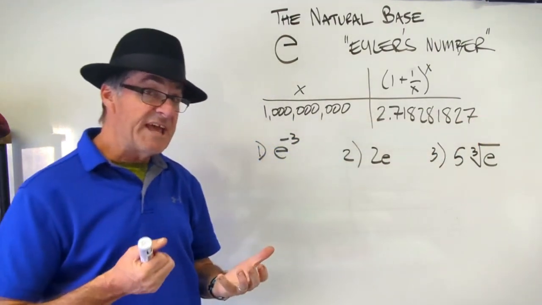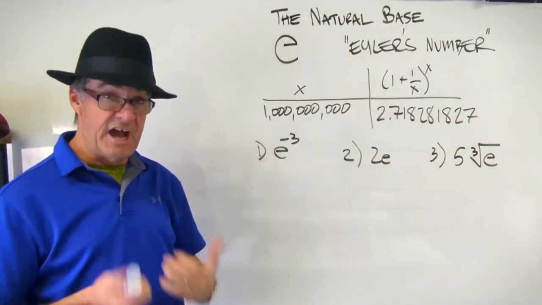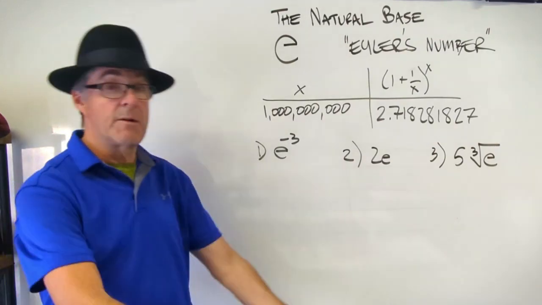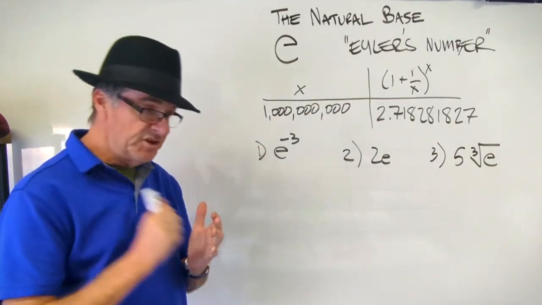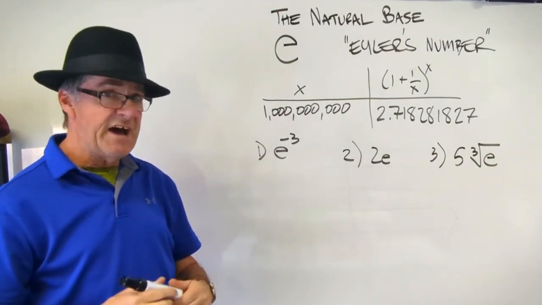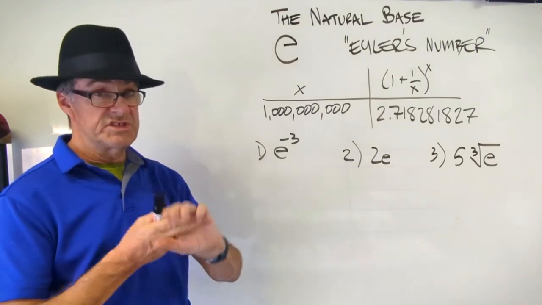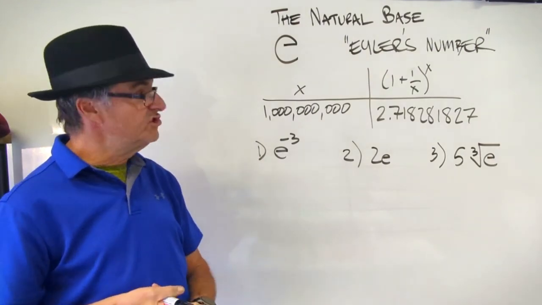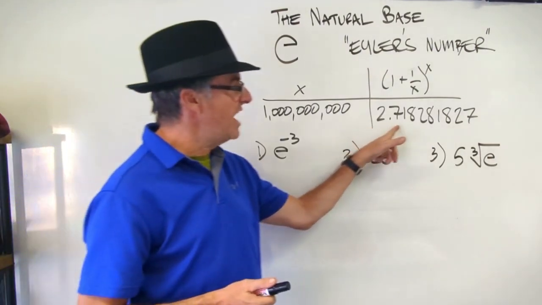Now, you probably have an e button on your calculator. You should be familiar with how to pull up e. If you don't have an e button, you're going to have something like a natural log on your calculator that you can use to generate e without having to type it in.